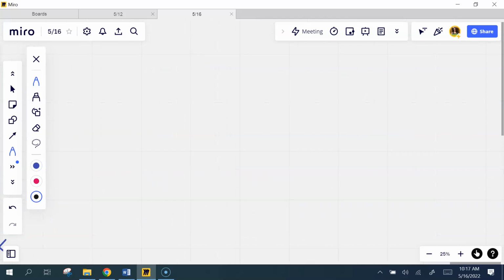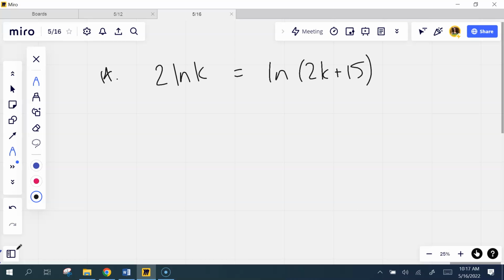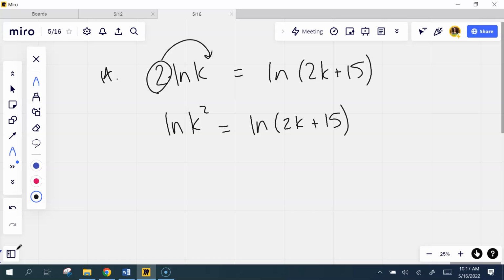So 14 goes back to a log equation. I have 2 log k equals log of 2k plus 15. So it looks like I have 2 logs, but I'm not quite ready to drop the logs because there's something hooked to the first log, right? There's this 2 in front. So I'm going to condense this down by bringing it around. So I'd have the log of k squared equals the log of 2k plus 15. Now I can drop the logs off because it's just log equals log and there's nothing else there.